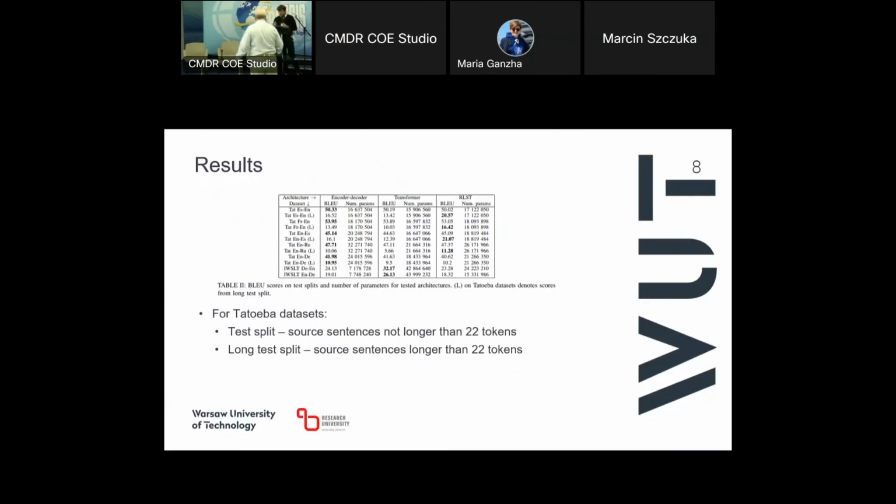So we have 5 language pairs for the Tatoeba data set: Spanish to English, French to English, English to Spanish, English to Russian, and English to German. And for the second data set, we have English to German and German to English language pairs.